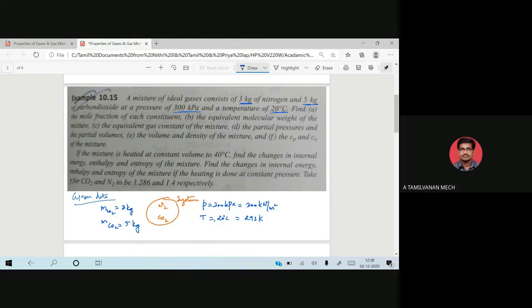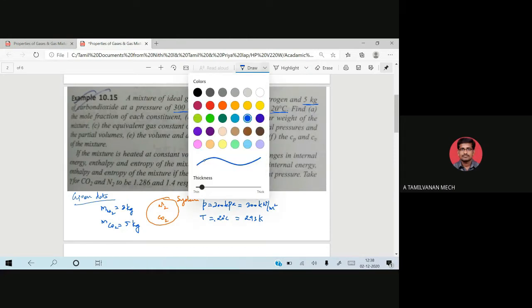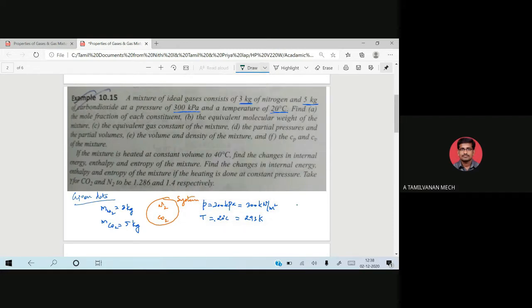Out of the above data, we also take some data mentioned in the last sentence of the problem. Take gamma of CO2 and N2. So gamma of CO2, then gamma of N2, that is the adiabatic index, which is equal to 1.286 for CO2. Here N2 is 1.4. So these are the given data.